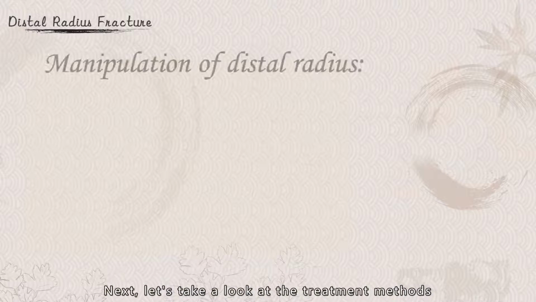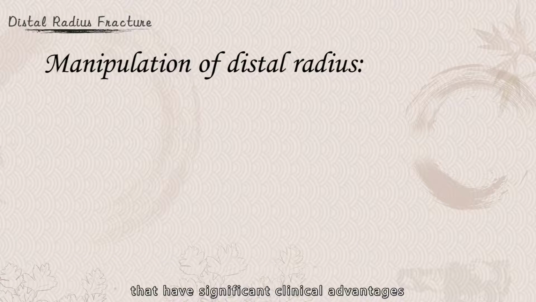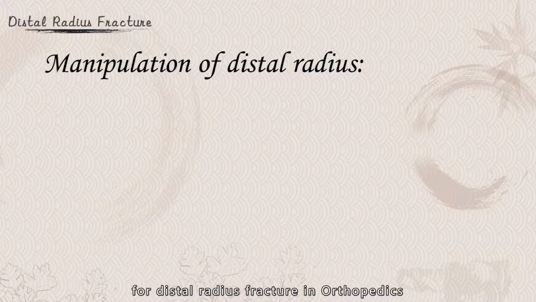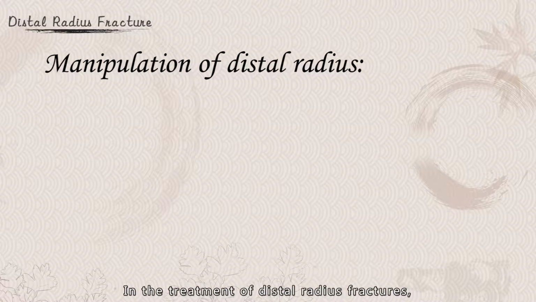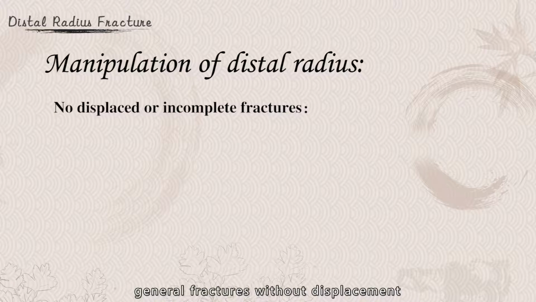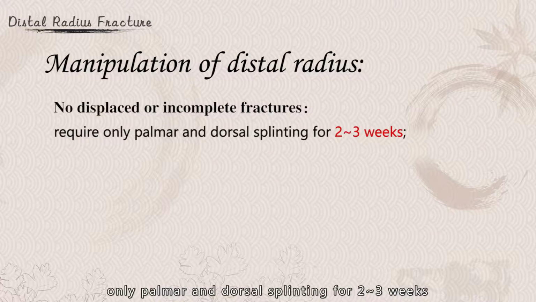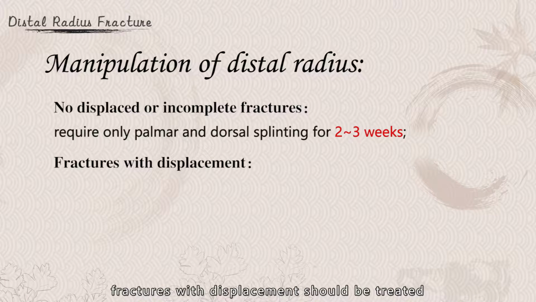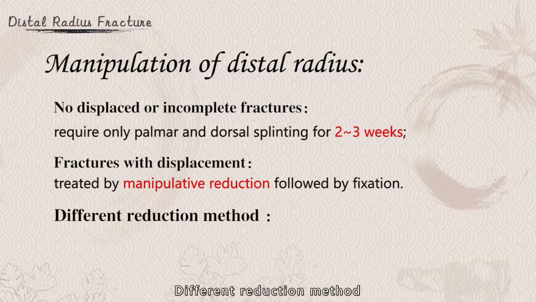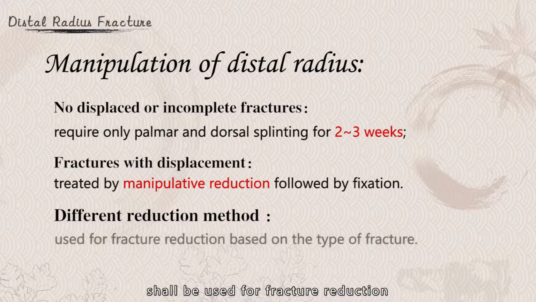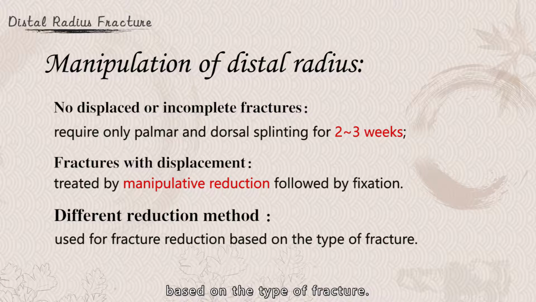Next, let's take a look at the treatment methods that have significant clinical advantages for distal radius fracture in orthopedics and traumatology of TCM. In the treatment of distal radius fracture, general fractures without displacement or incomplete fractures require only palmar and dorsal splinting for 2 to 3 weeks. Fractures with displacement should be treated by manipulative reduction followed by fixation. Different reduction methods shall be used for fracture reduction based on the type of fracture.